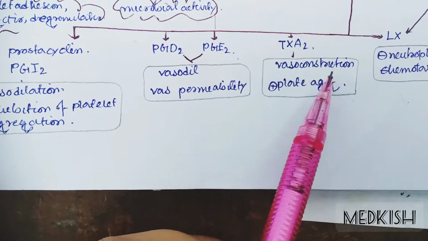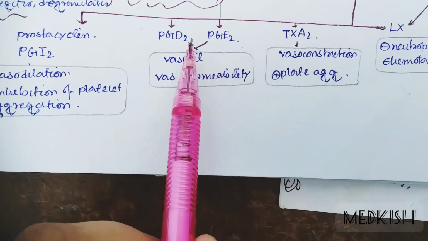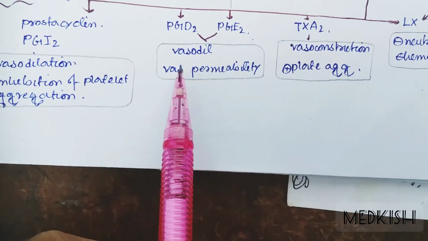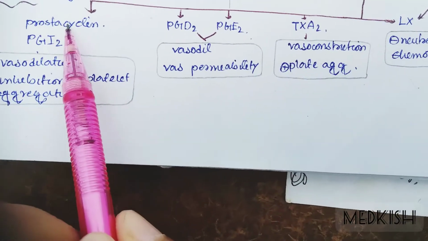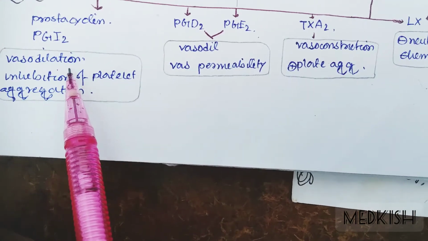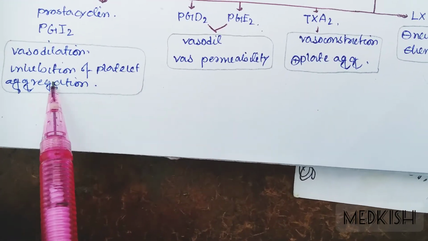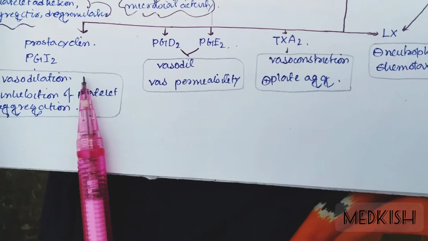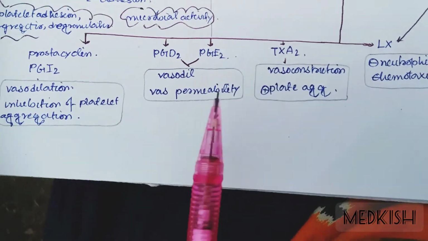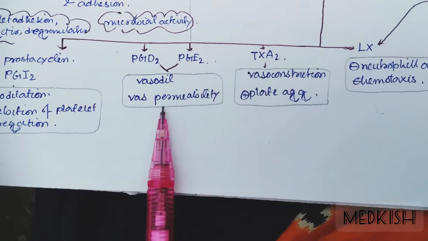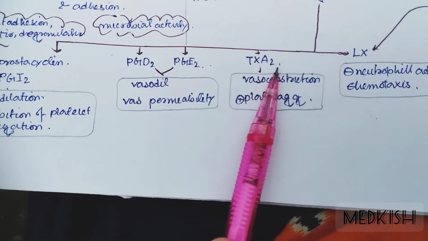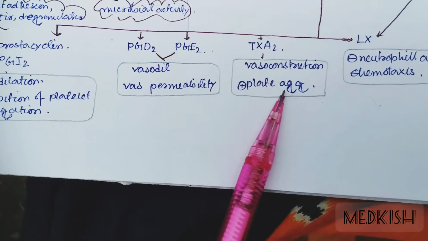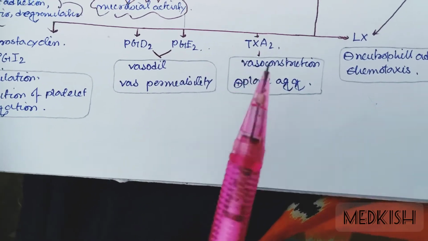Thromboxane causes the vasoconstriction and the platelet aggregation. Prostaglandin D2 and the prostaglandin E2 cause vasodilation and the vascular permeability. And the prostacyclin PGI2 causes vasodilatation and inhibition of the platelet aggregation. Thromboxane A2 causes the vasoconstriction and stimulates the platelet aggregation, so that it is easier for the platelet plaque formation.